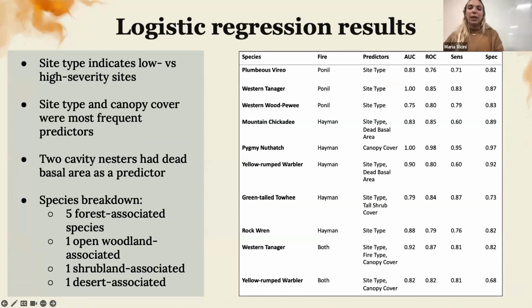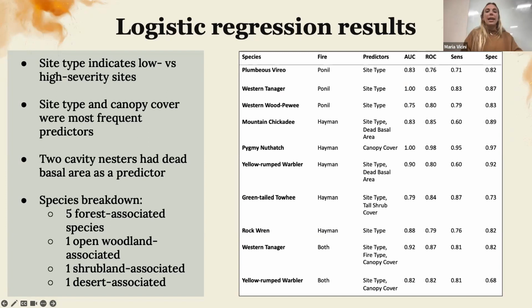Moving into the logistic regression results. So finally, I tested these models for all of the same species that I've just mentioned, species observed at least 15 times at either fire. I've included here species that had models with an AUC of at least 0.7.